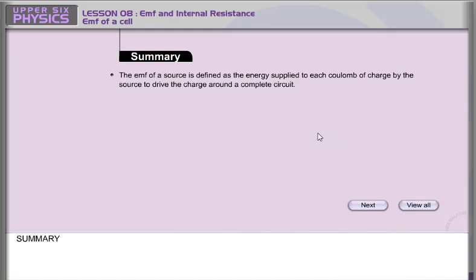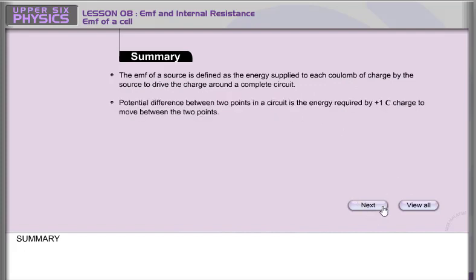Very important, you must know the difference between EMF and potential difference. EMF is defined as the energy supplied to each coulomb of charge by the source to drive the charge around the complete circuit. Potential difference between 2 points in the circuit is the energy required by 1 coulomb of charge to move between 2 points. Both of them have the same unit, volt or joule per coulomb.